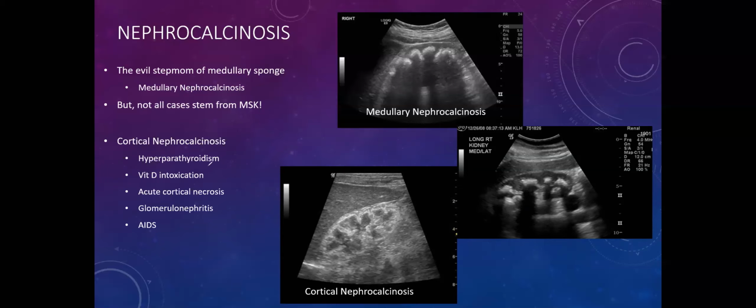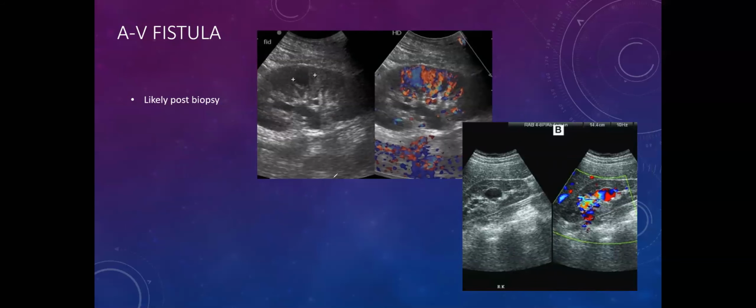Causes of cortical nephrocalcinosis: hyperparathyroidism. The parathyroid is an organ behind the thyroid that controls calcium balance. Vitamin D intoxication. Not a problem with me, my vitamin D is way too low. Acute cortical necrosis. So acute meaning all of a sudden the cortex is dying. Acute cortical necrosis can create a lot of calcifications up there. Glomerulonephritis, an itis, an inflammation of the glomeruli, and certain cases of AIDS nephropathy can cause that as well.